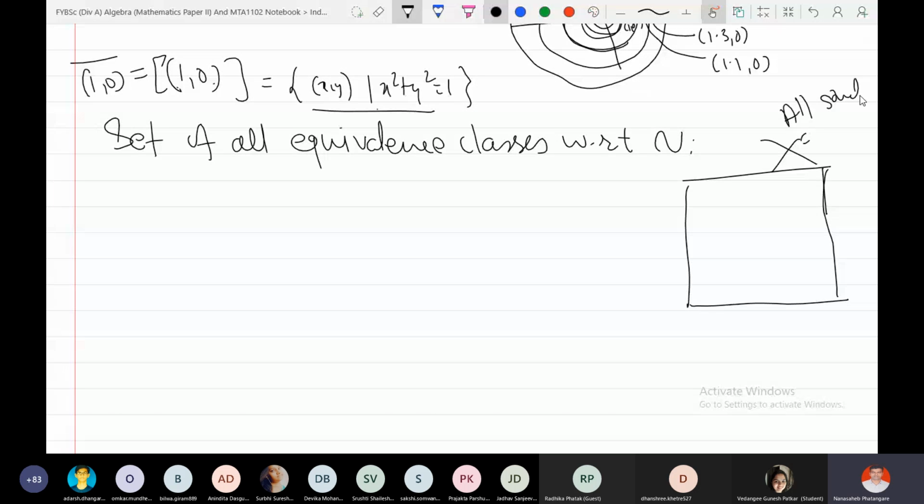Right. So all students in the college. And you recall the relation I defined: x is related to y if x and y are from the same class. Do you remember this example? X and y are from the same class. Yes, sir. And then what are the equivalence classes? These will be equivalence classes.